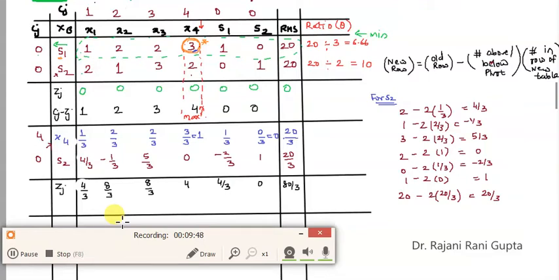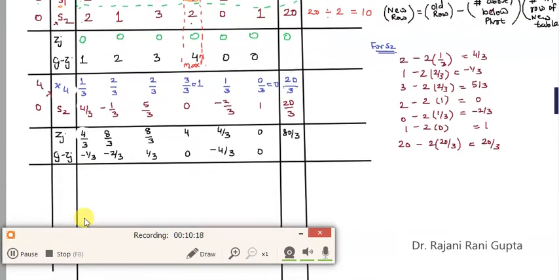Now we will calculate Cj minus Zj. Cj is 1, minus 4 over 3 gives you minus 1 over 3. 2 minus 8 over 3 gives you minus 2 over 3. 3 minus 8 over 3 gives you 1 over 3. Here 0 minus 4 over 3, and 0. Okay, you can even use a calculator to calculate these values.